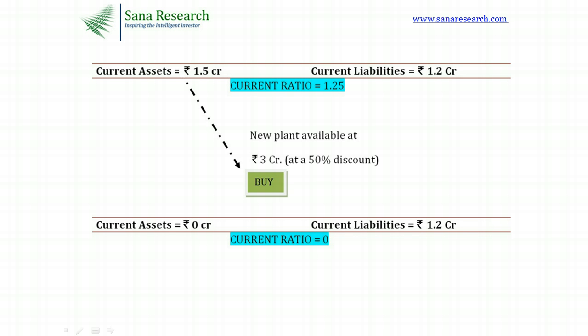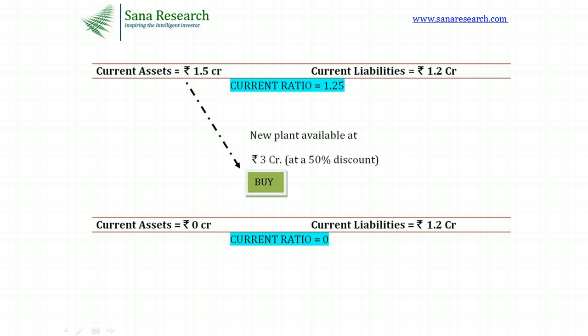So let's say that this company finds a beautiful expansion plan in the form of a new plant or land which it can acquire at a price of, let's say, 3 crores, which is at a 50% discount to what the company would be happy to pay for it. Now, in such a scenario, of course, the management will squeeze out all the short-term cash and may even add additional funds by taking a loan. Their intention would be to acquire the asset while it's available for a discount.